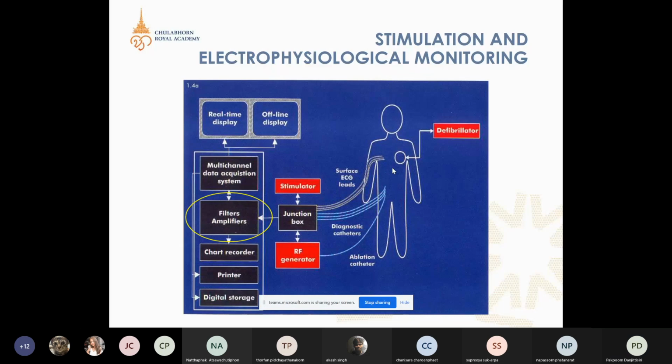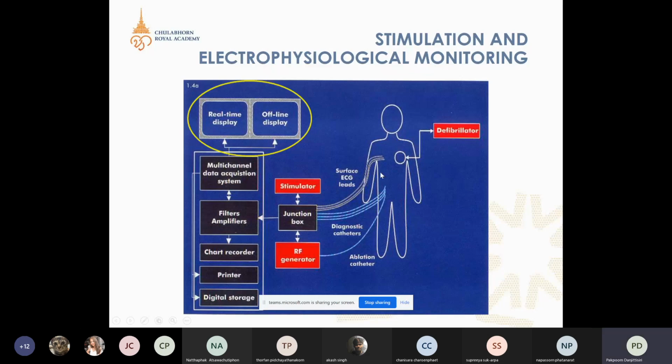the other important thing is the surface ECG patches. You have to place the ECG patches on the patient's body as well, in order to monitor simultaneously with the intracardiac signal. Okay.